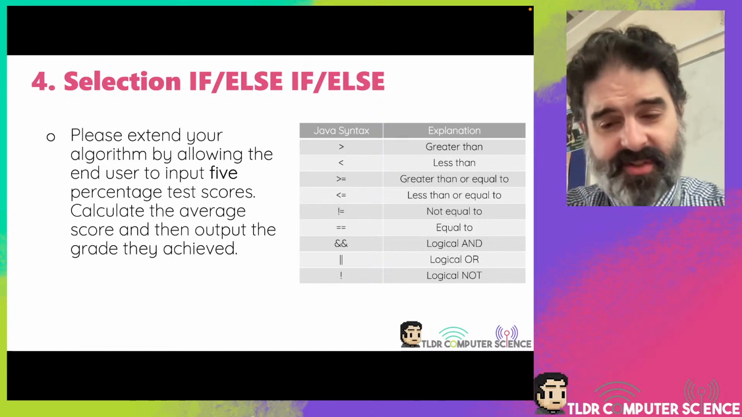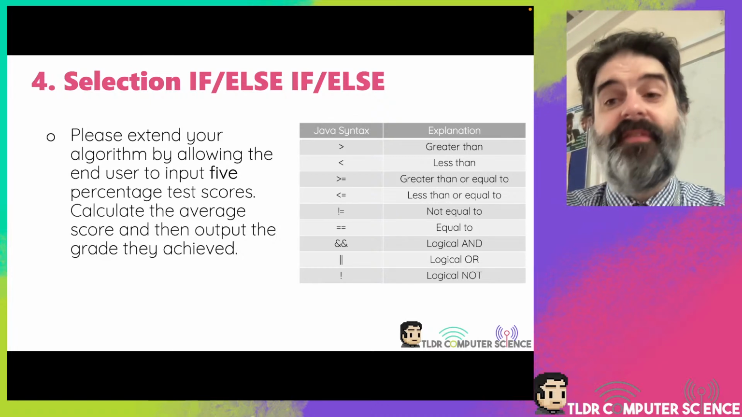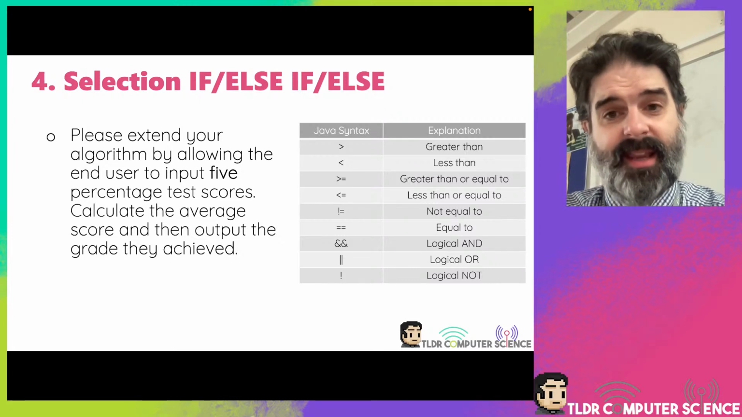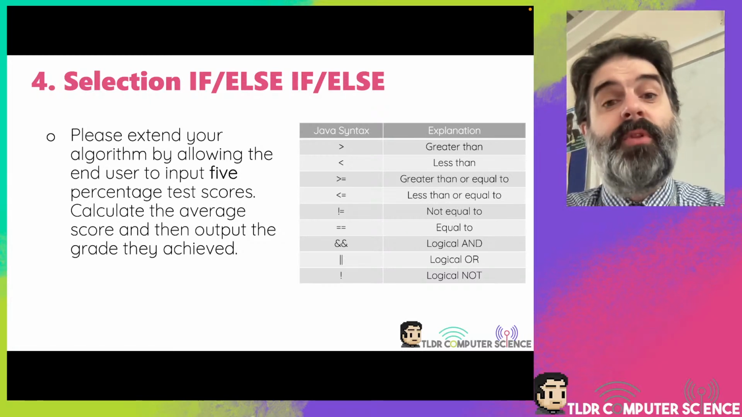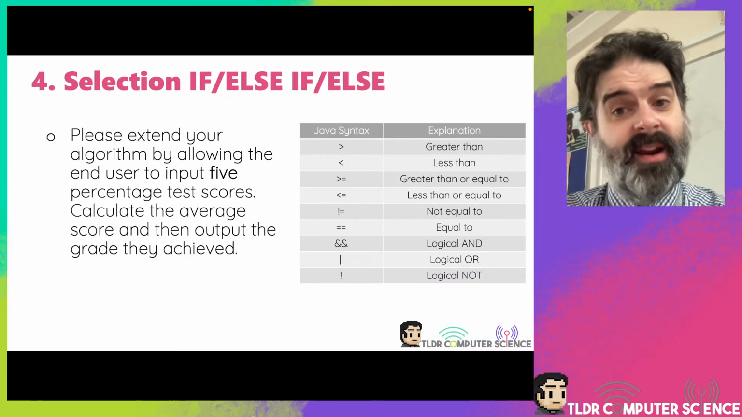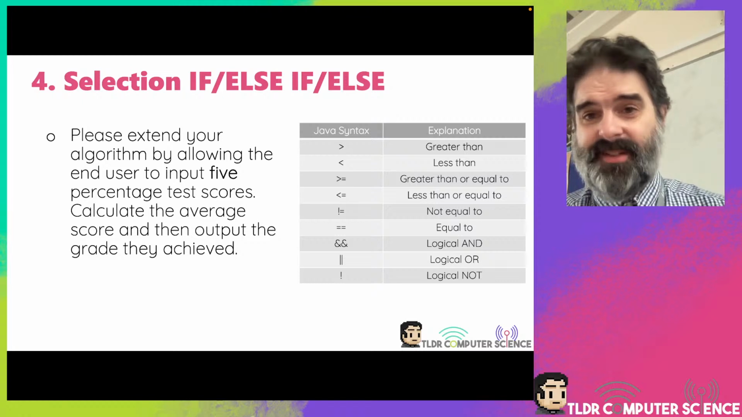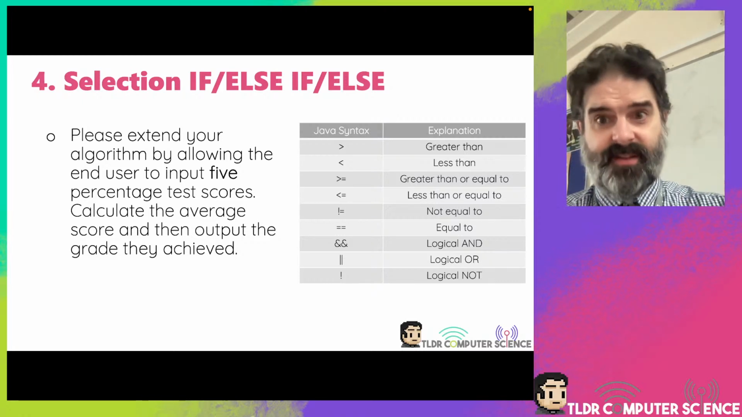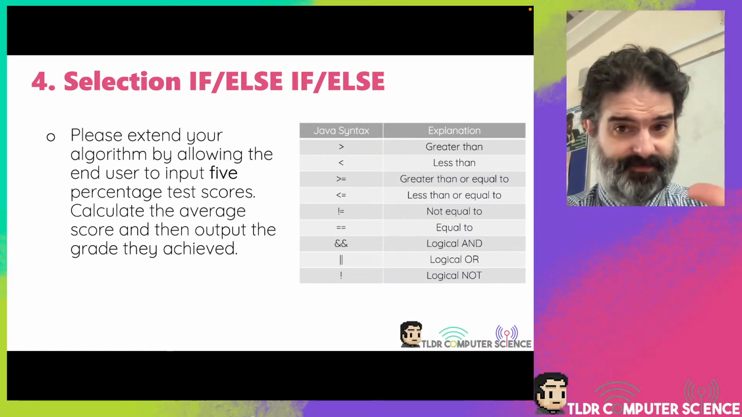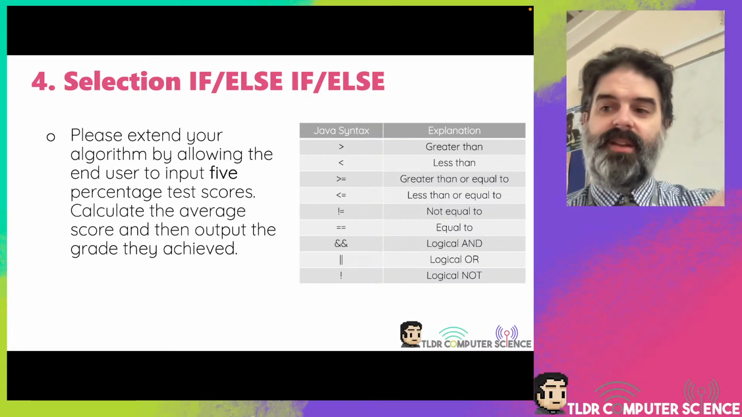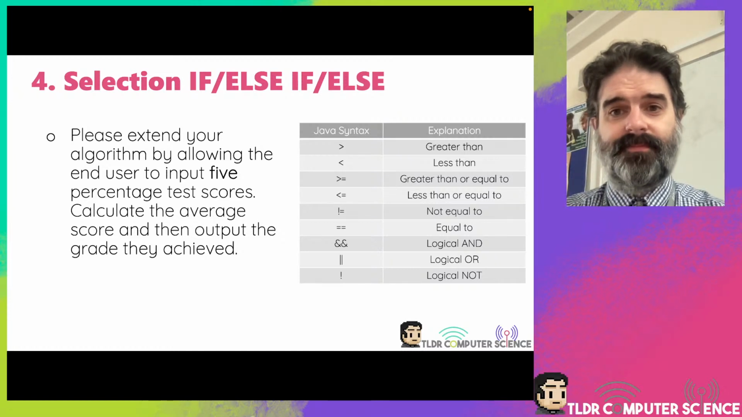Oh, and then I've also said, can you extend it to allow the user to input 5 test scores and calculate the average score and output the grade they achieved. So we're linking in the previous lesson's work on arithmetic operators. Once you've set it up to do the if, else if, and else for the scores, then you want to extend it to allow the user to input 5 scores, so 5 variables, calculate the average like we did in our previous lesson, and then say what the grade was for that. Okay, best of luck.